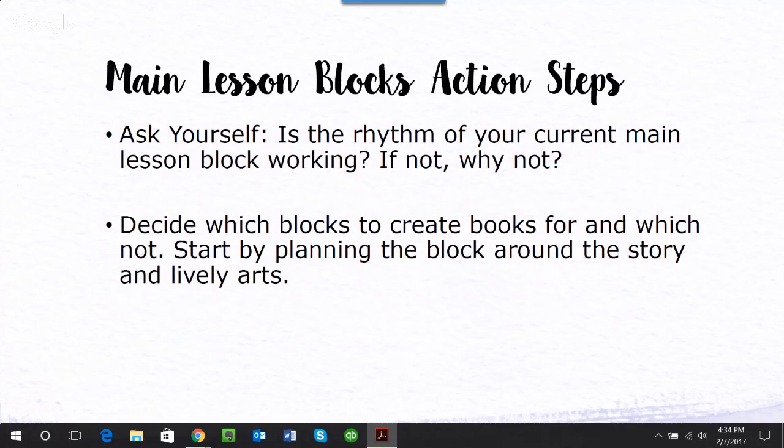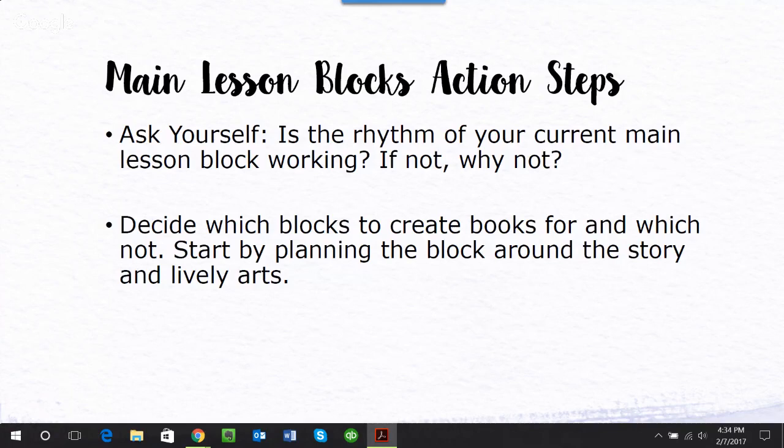Here are a couple of action steps that you can take around main lesson blocks that I think would be really helpful. So the first, again, is an introspective question, which is the rhythm of your current main lesson block system, is it working? So ask yourself that question first. I'm going to give you a second to think about it. Is the way you are delivering main lesson blocks working right now or not? And you can even type in the chat box. I'd be really curious to hear what you think about that.